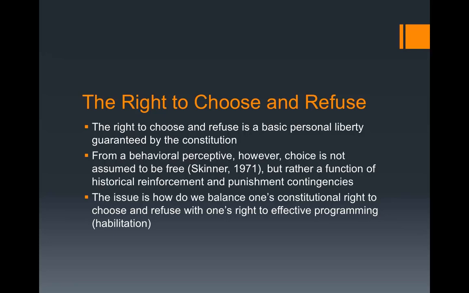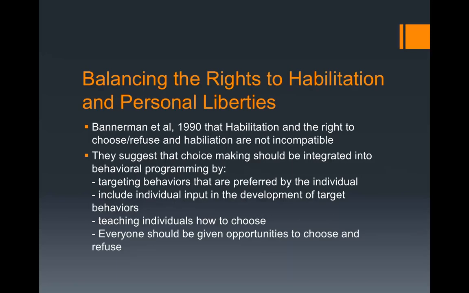But ultimately, the issue comes down to how do we balance one's constitutional rights to choose and refuse, which we can't change, nor should we, with one's rights to effective programming, or as they're calling it here, habilitation. That's really the essence of what we're talking about this week in selecting target behaviors. How do we decide what's an appropriate target behavior when we have these different issues to consider?